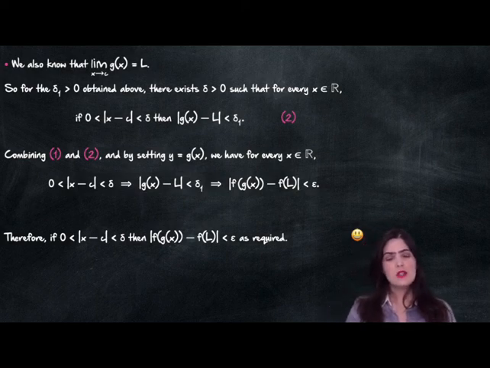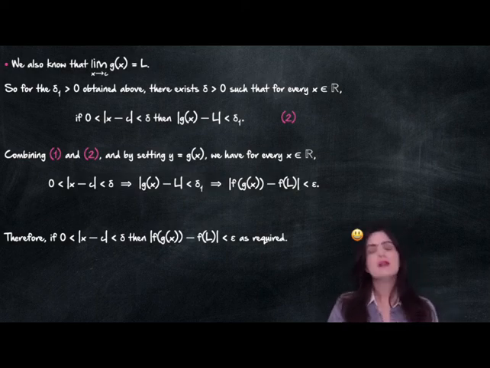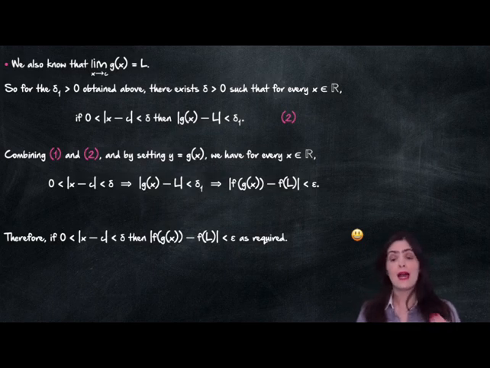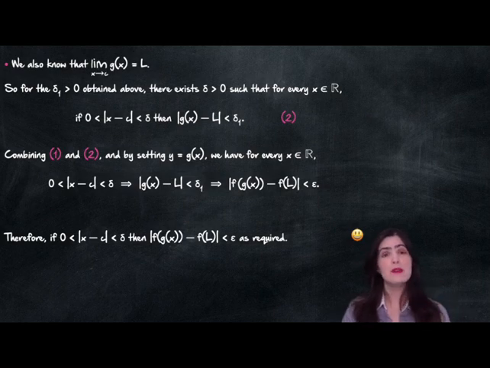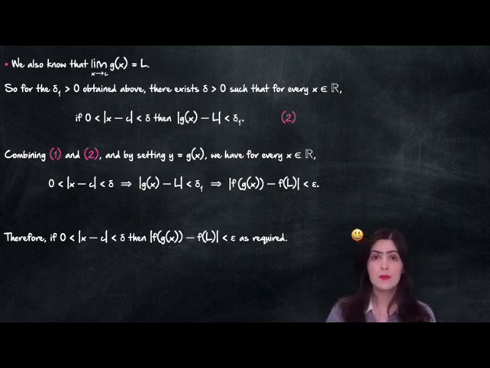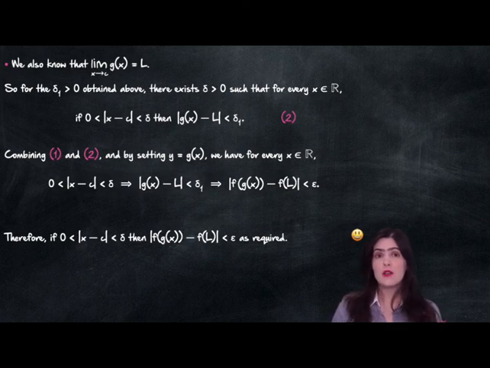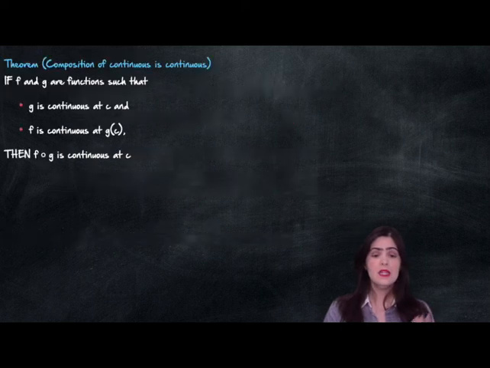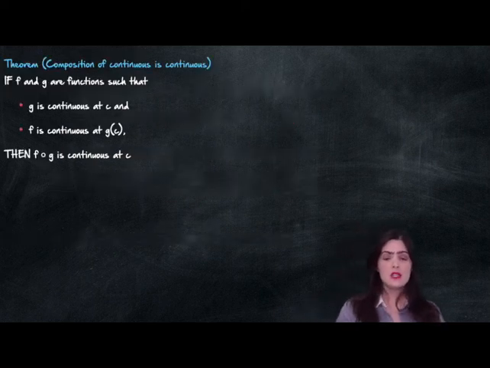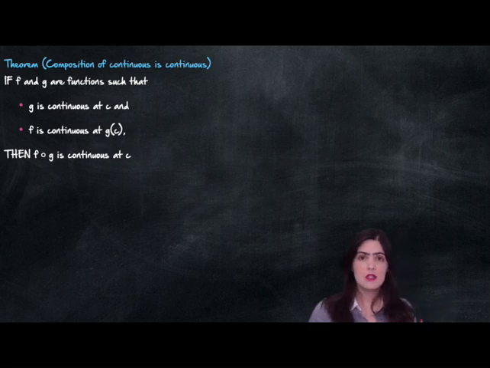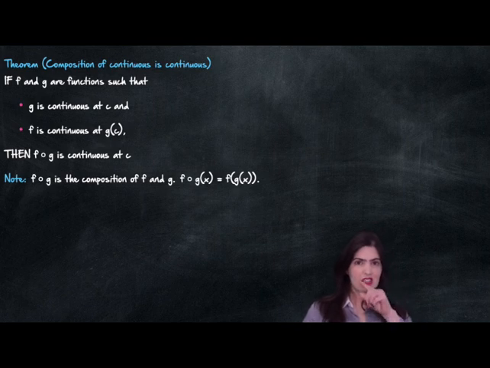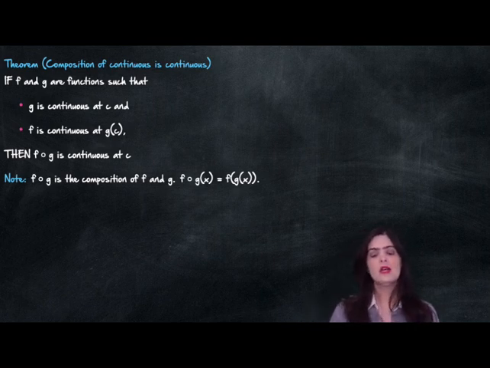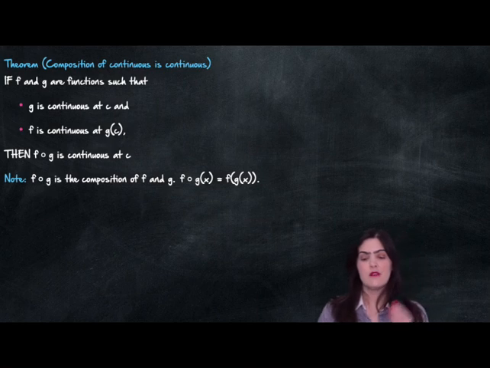So far, as you can see, I didn't ask my function g to be continuous. I only asked for it to have a limit, and we obtained this result. So we're allowed to pull the limit inside this function f when f is continuous. But now we're going to use this theorem to prove that the composition of continuous functions is also continuous. If g is continuous at c and f is continuous at g of c, then the composition is continuous at c. This f circle g means composition, and that is f of g of x.